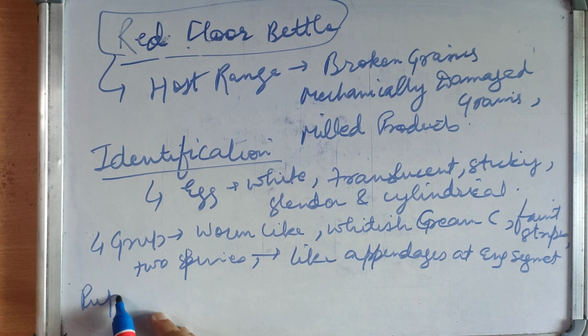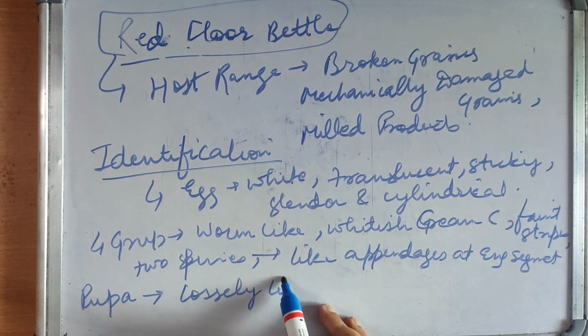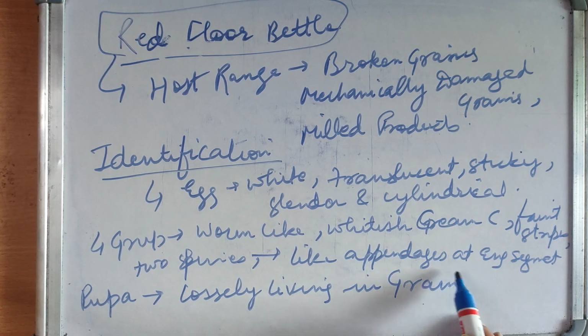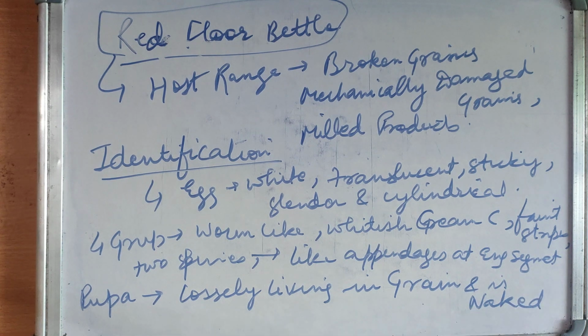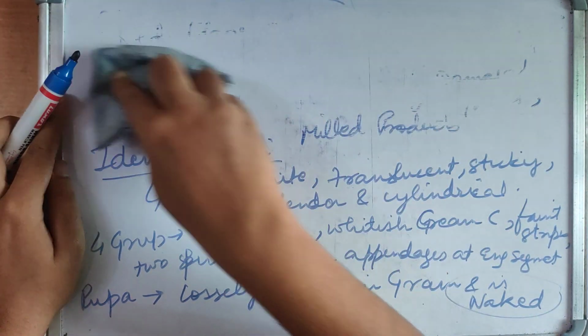Pupa lives loosely in the grain and is naked. That is, no cocoon is formed here.